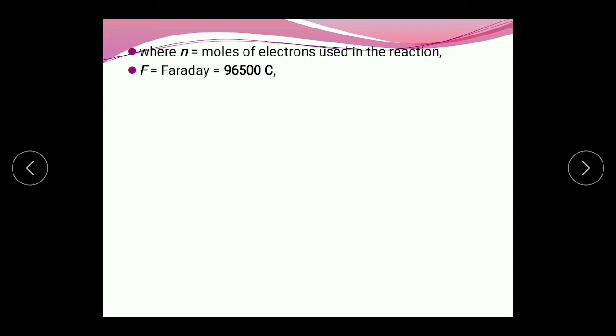So in the equation 5.25, n is the moles of electrons used in the reaction. Moles of electrons, because in reduction electrons are gained, in oxidation electrons are released. In the overall cell reaction we don't see the number of electrons, but in the reduction reaction and oxidation reaction, the electrons are there, and we balance them, and that number becomes n. So, n is different for every reaction. Now, what is F? F is Faraday, and the value of Faraday is 96,500 coulombs.